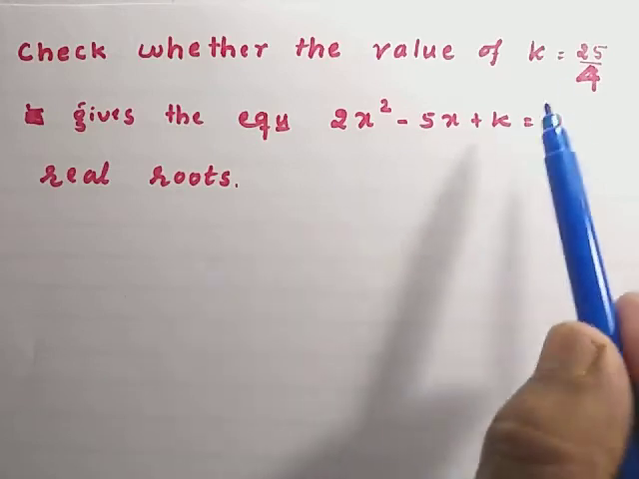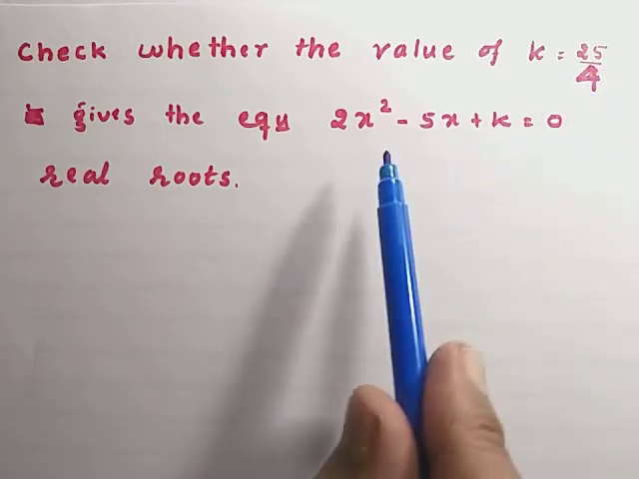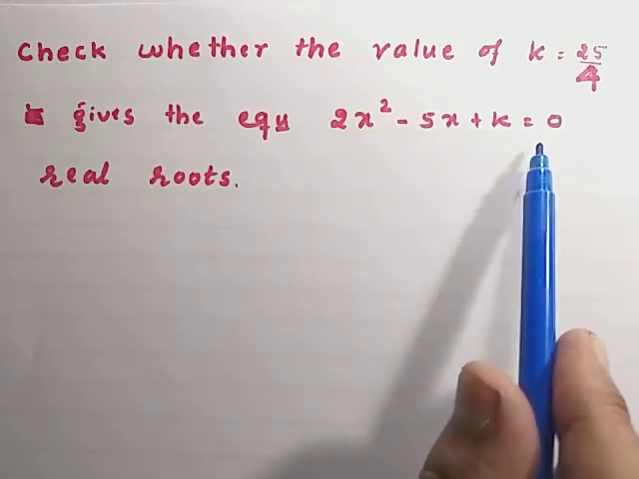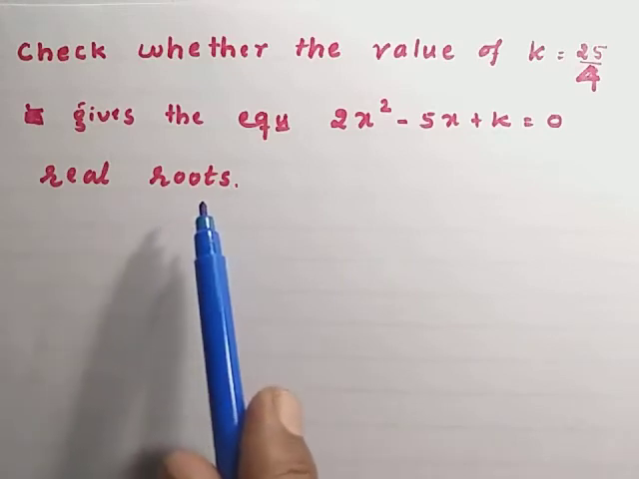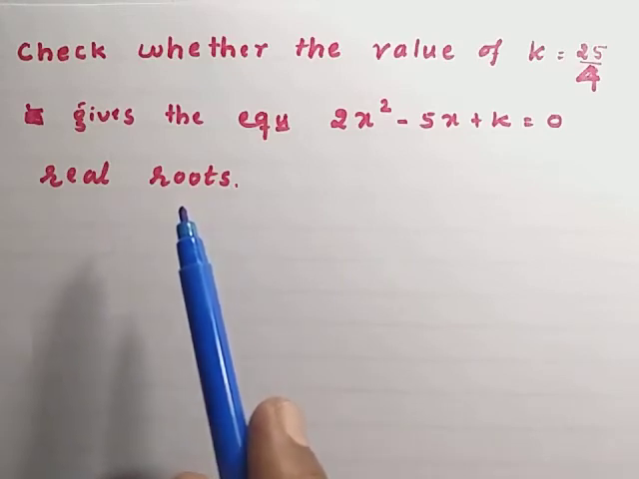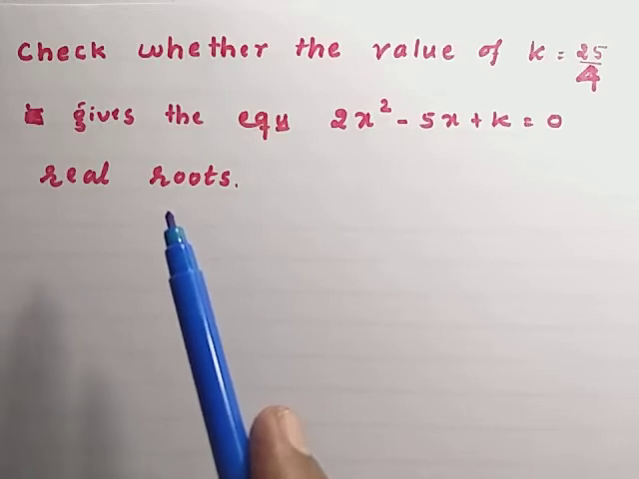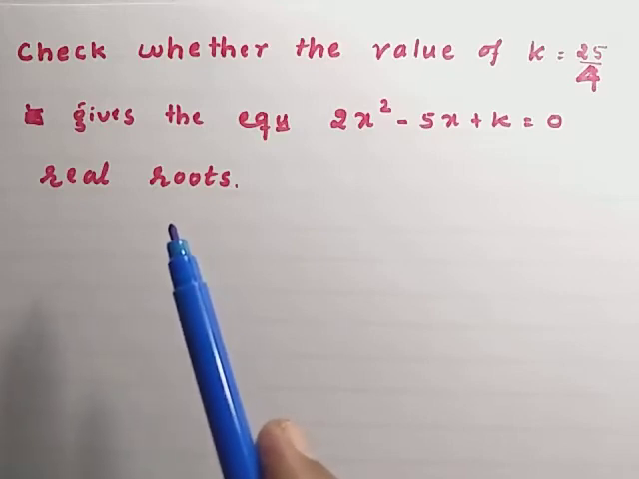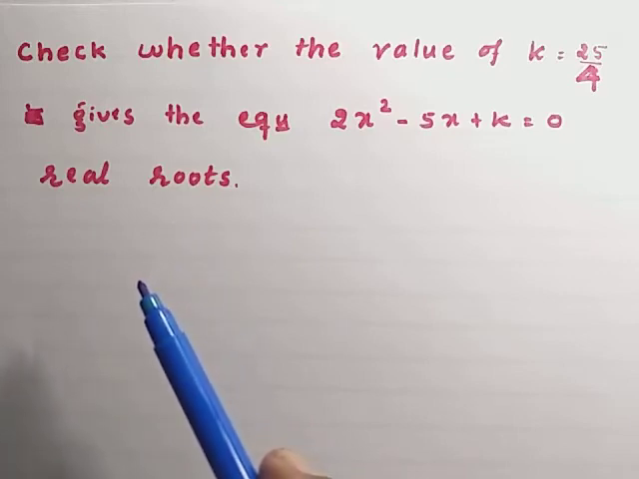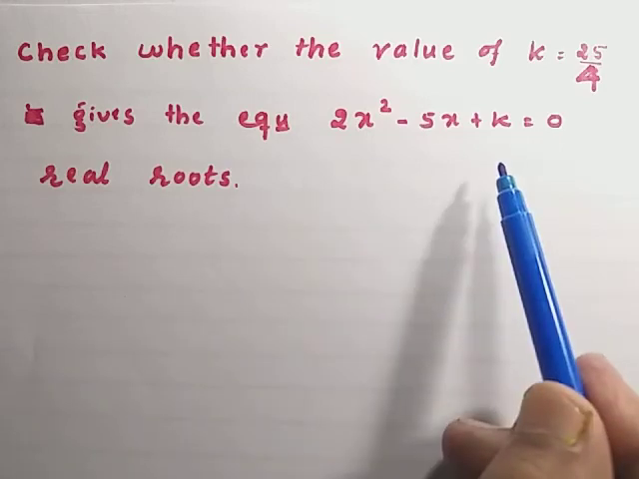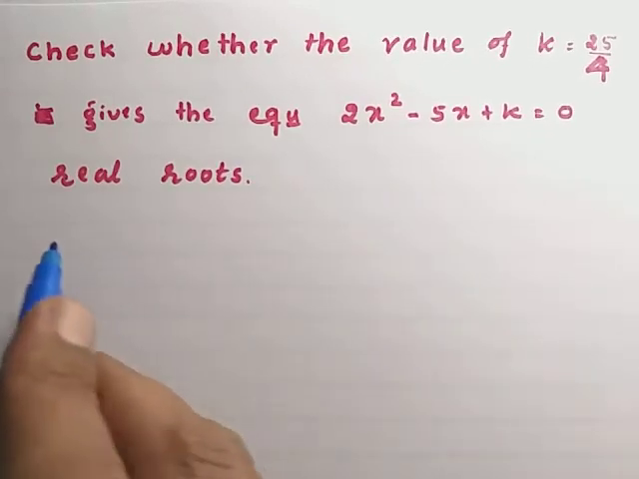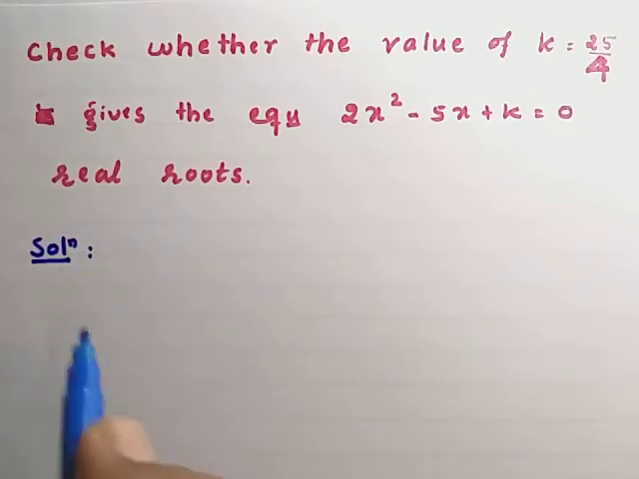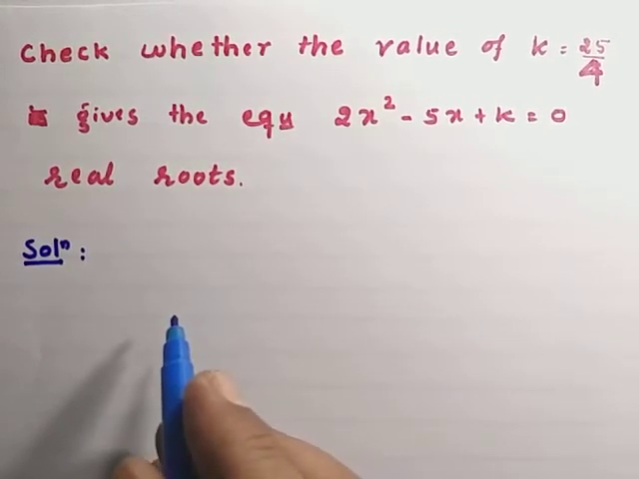That means whether k equal to 25 by 4 produces two roots of 2x square minus 5x plus k equal to 0, which are real roots. I remind you, in order to find what kind of roots are there and how to find the value of k, this is all dependent on the value of the discriminant of the given equation. Therefore, we shall now find the solution based on finding the discriminant.